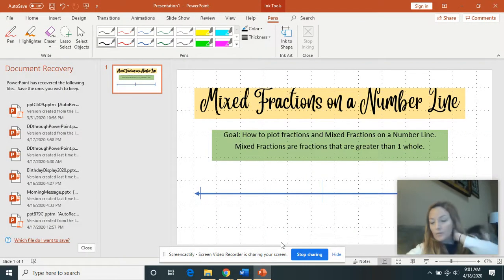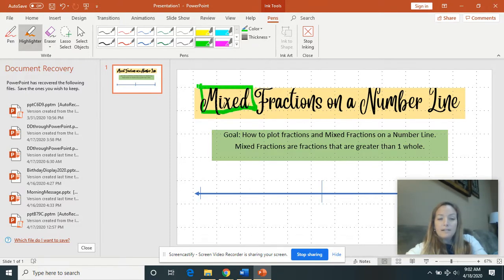Hi, I wanted to review something that we worked on before we left, and that is to plot fractions on a number line. And we were beginning to learn how to use mixed fractions. Now, mixed fractions doesn't mean that we're mixing up our fractions. That can mean that we have fractions that are greater than one whole.